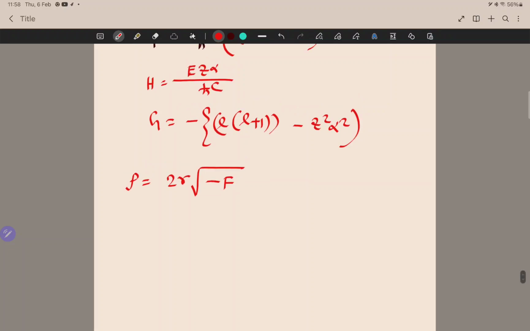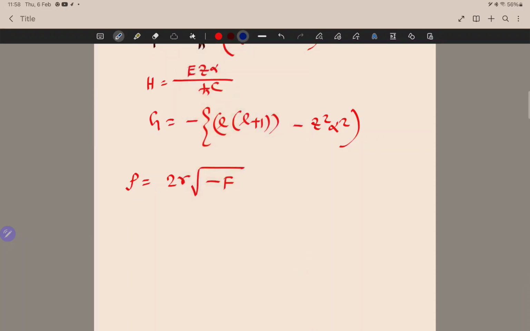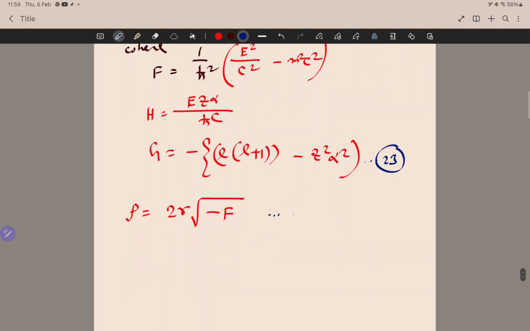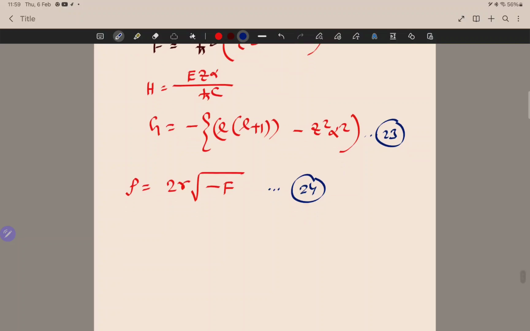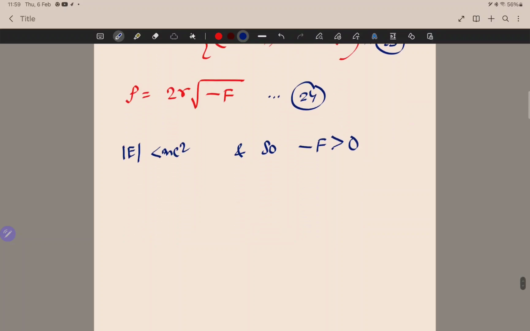Then this is equation number 22, this is equation number 23, and this is equation number 24. The bound state energy of the hydrogen-like atom will be less than mc², so |E| < mc², and so −f is greater than 0.